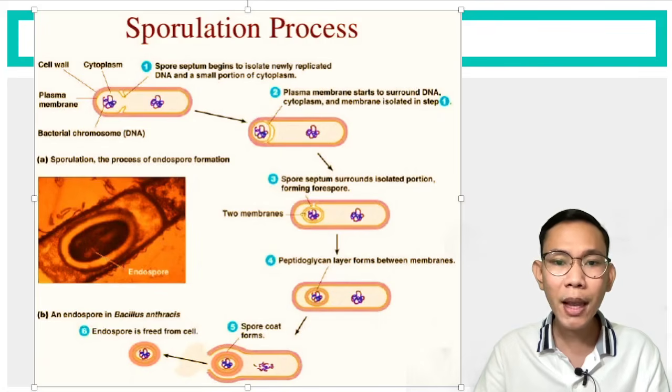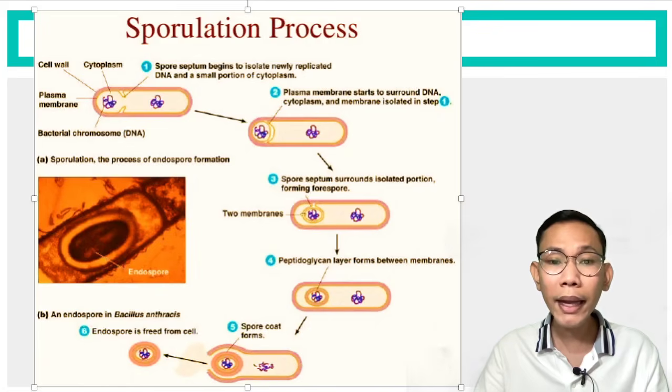Then what is the next step? Your plasma membrane starts to surround the DNA and cytoplasm. So because may contain na siyang plasma membrane and ribosome there, it will create now your plasma membrane. It will surround now as if it is a new cell. Then what is the next step? There will be now your spore septum surrounds your isolated portion, forming now your spore.